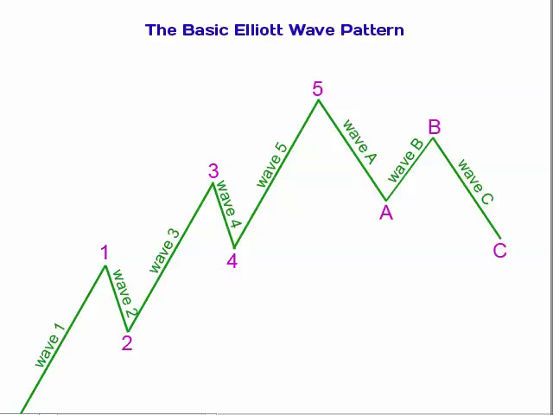B, C. The 5 waves up, making the 3 big steps in the main trend direction, all together create 1 big step forward. The 3 corrective waves labelled A, B, C in the corrective direction all together create 1 step back, wave 2. We can copy this basic pattern.